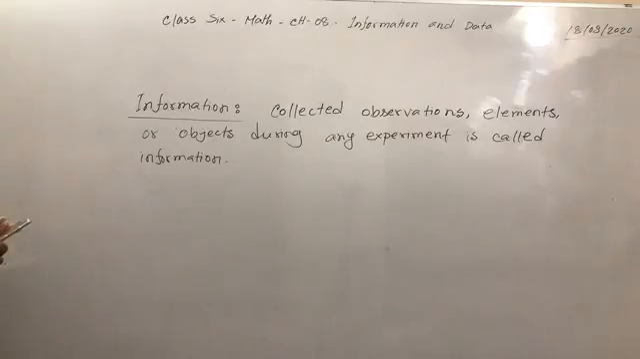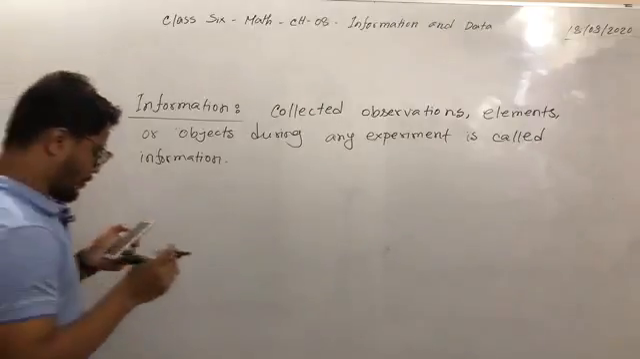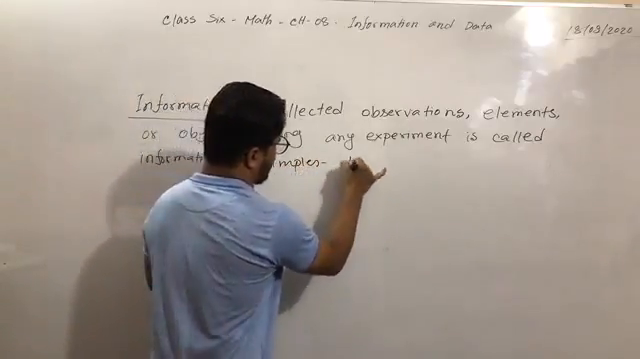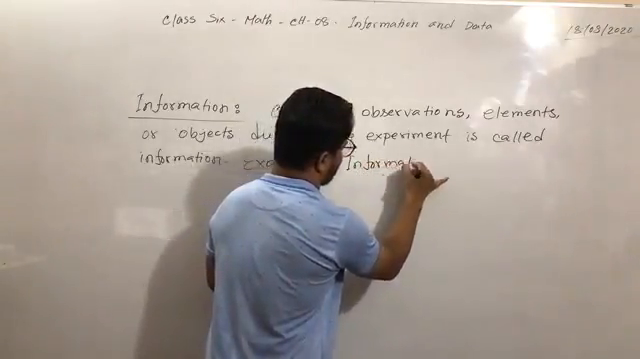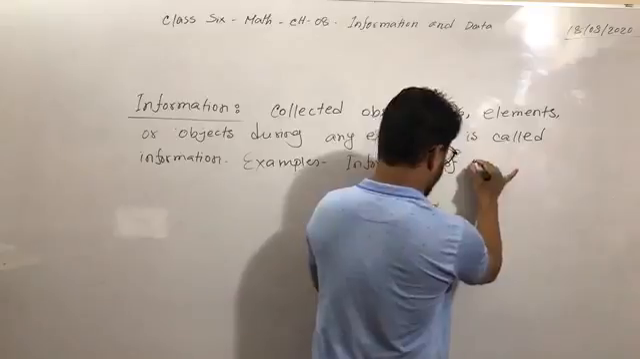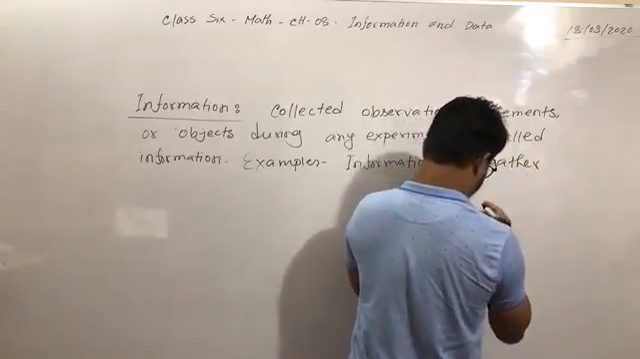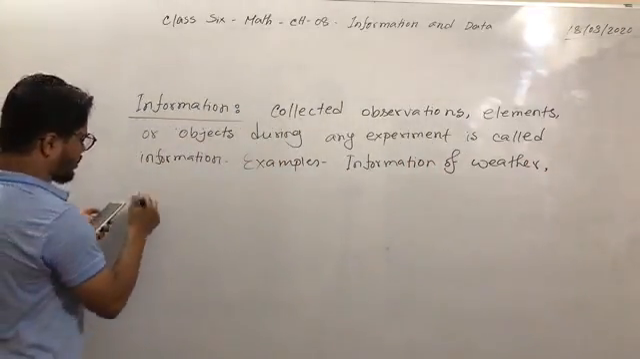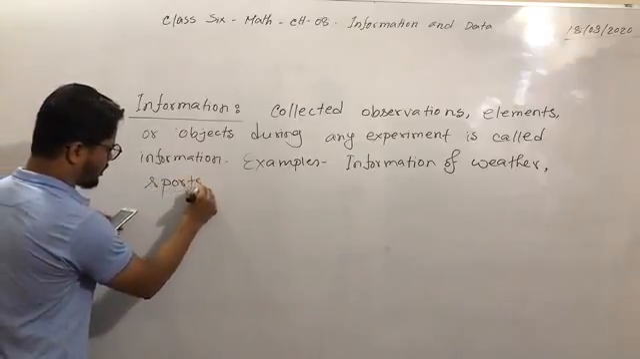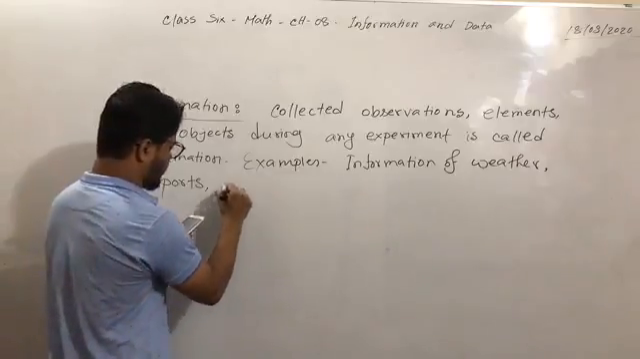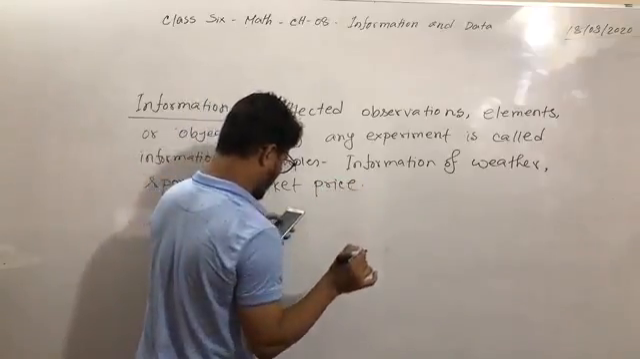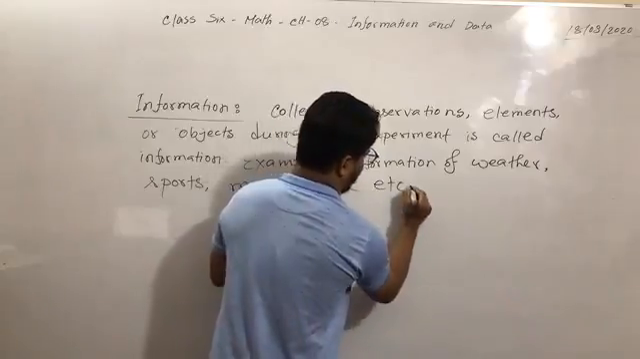So which types of informations, like examples: information of weather, information of sports, market price, etc.